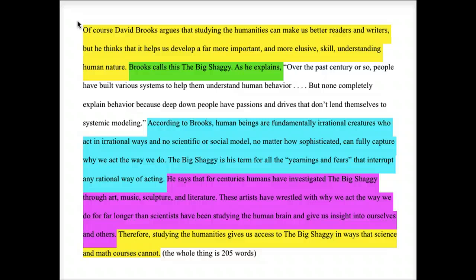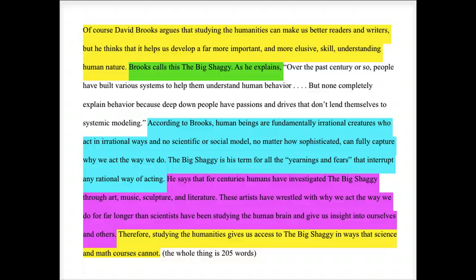But none completely explain behavior because deep down people have passions and drives that don't lend themselves to systemic modeling. Notice I've cut something out here, and obviously I've cut out a sentence. According to Brooks, human beings are fundamentally irrational creatures who act in irrational ways, and no scientific or social model, no matter how sophisticated, can fully capture why we act the way we do. The Big Shaggy is his term for all the yearnings and fears.